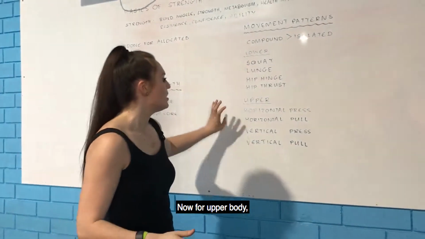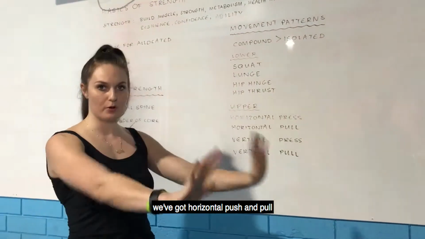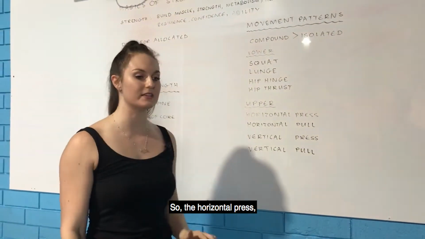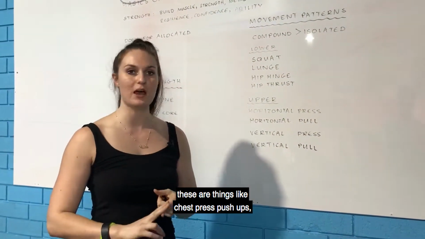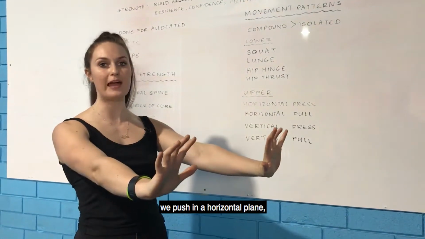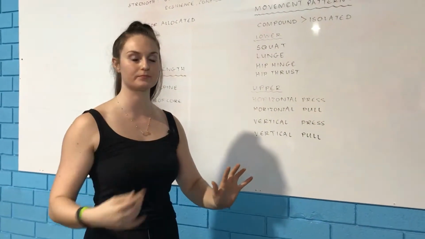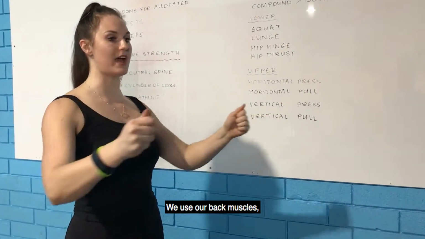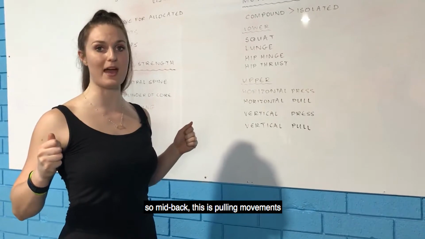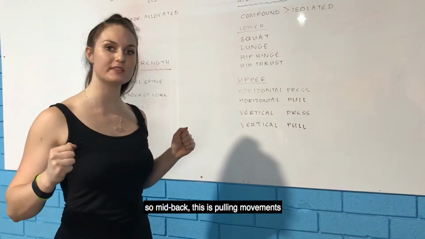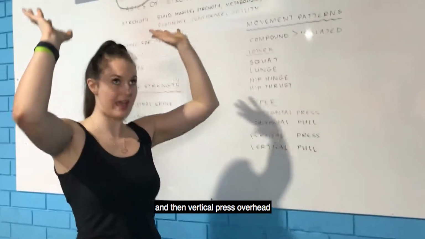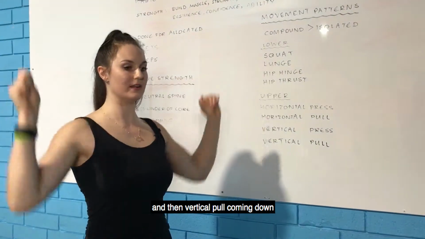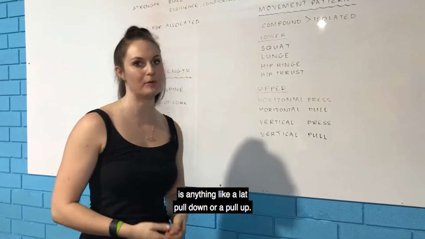Now for upper body, we've got horizontal push and pull and vertical push and pull. So for horizontal press, these are things like chest press, push-ups. We push in a horizontal plane. So this uses your chest. For horizontal pull, this is anything that is a row. We use our back muscle, so mid-back. This is pulling movements. And then vertical press overhead are things like shoulder press, and then vertical pull coming down is anything like a lat pull down or a pull-up.